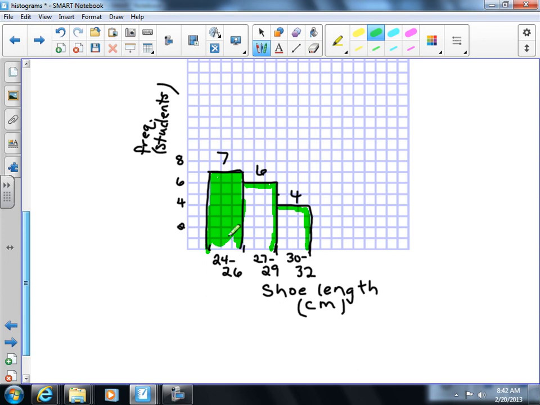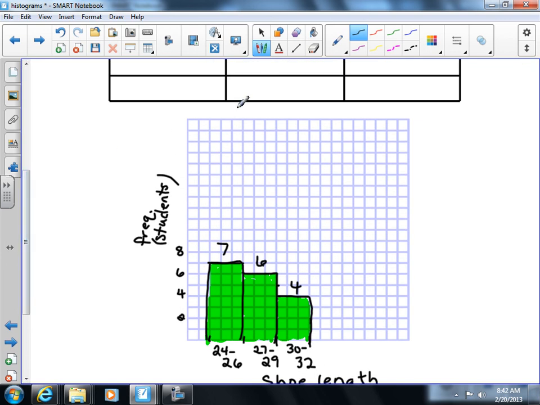And you always need to put a title. What would our title be for this one? Shoe length. Okay. And these aren't really sizes, they're lengths, right? Because they're lengths in centimeters. Students' shoe lengths. So you've just completed a histogram.